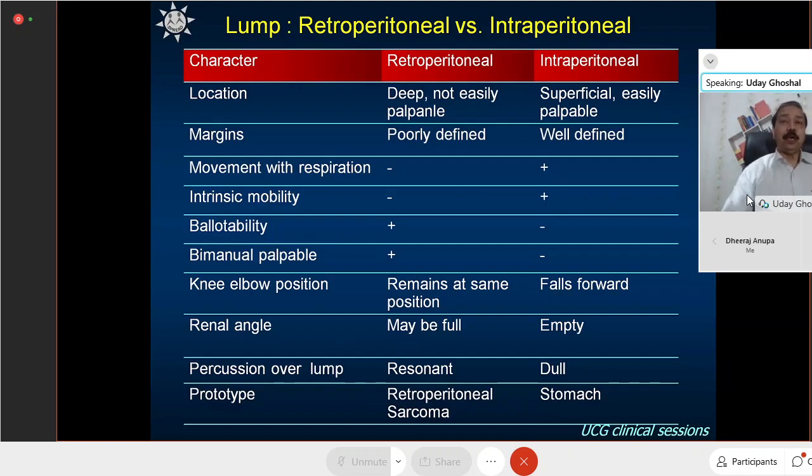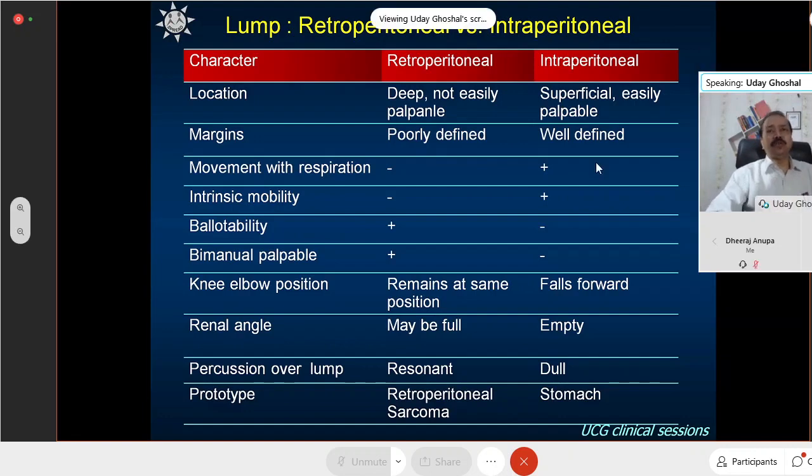You know why? Because kidney is covered by fascia of Gerota. And fascia of Gerota gives extension to include even the adrenal gland above the kidney. And then there is a phreno-renal ligament. So the kidneys are connected to the diaphragm. Therefore, kidney is a retroperitoneal lump, but it moves with respiration. So movement with respiration is otherwise not there in retroperitoneal lump. Intraperitoneal lump moves with respiration.